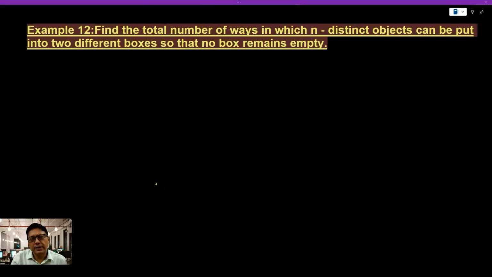Two boxes are there and n objects. Find the total number of ways in which n distinct objects can be put into two different boxes so that no box remains empty. Two boxes are there.